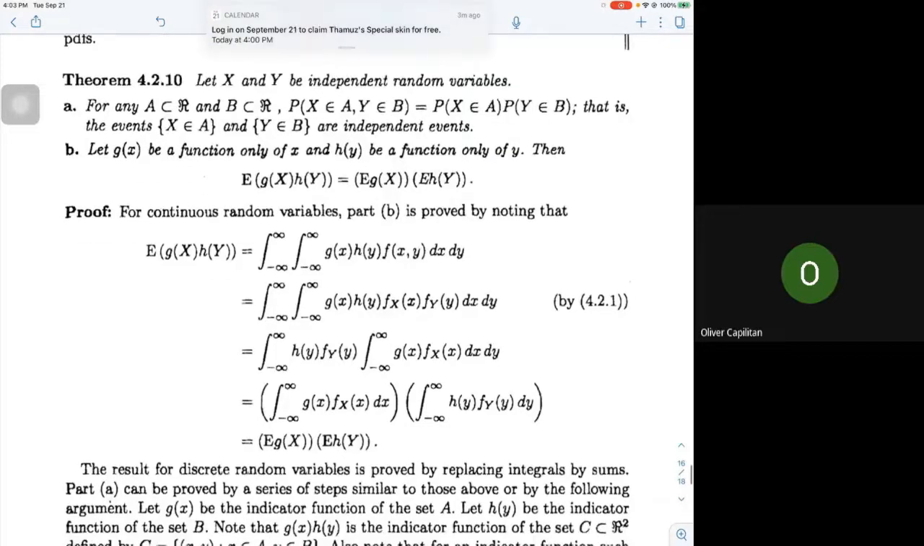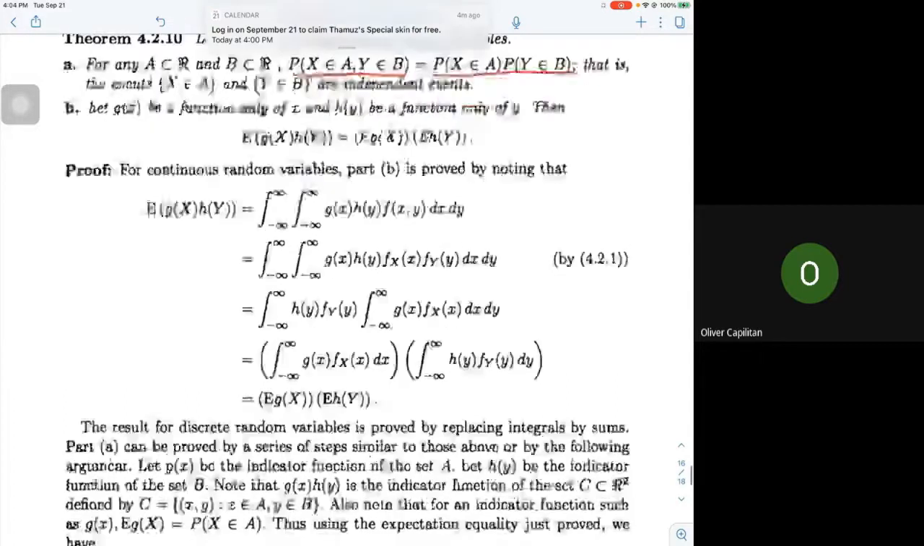So if we can show that this probability is equal to the product of these probabilities, then we have independent events. And then for B, let g of x be a function only of x and h of y a function only of y. Then the expectation of the product of these functions g of x and h of y will be equal to the product of the expectation of g of x and the expectation of h of y. So we're going to prove this for the continuous case.